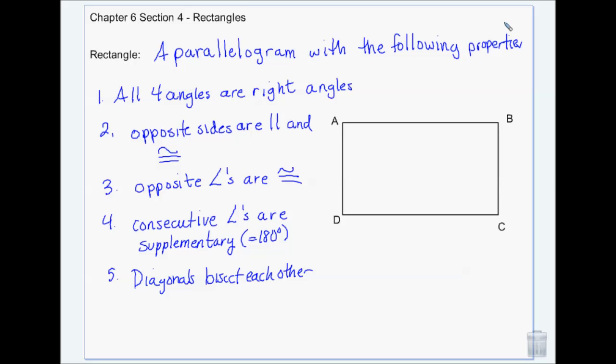Parallelogram. The thing about a rectangle that makes it special from other parallelograms is property number 1. That's what makes it a rectangle. All these other properties are just parallelogram properties. So all parallelograms have 2 through 4, but only a rectangle has number 1. And so it has 4 right angles.